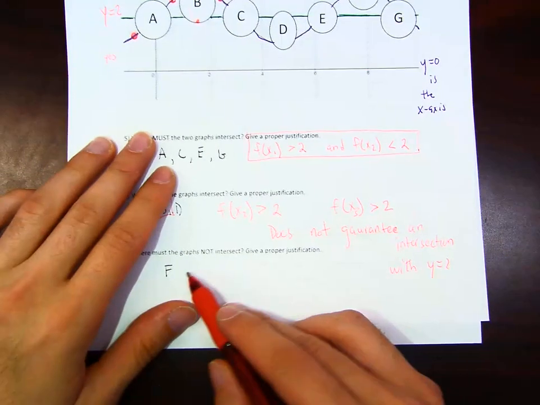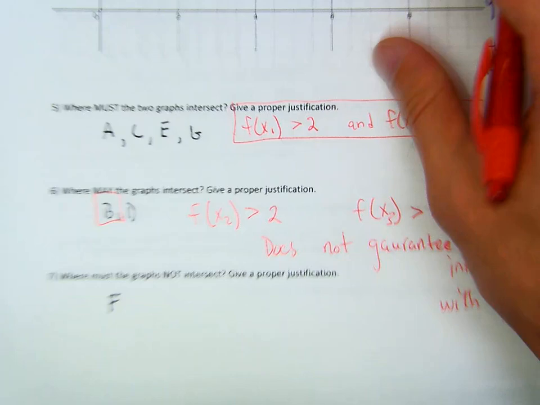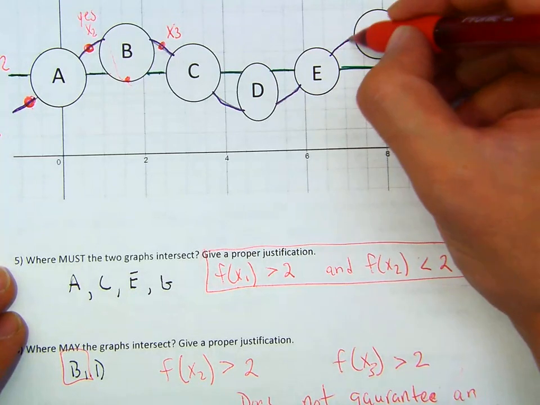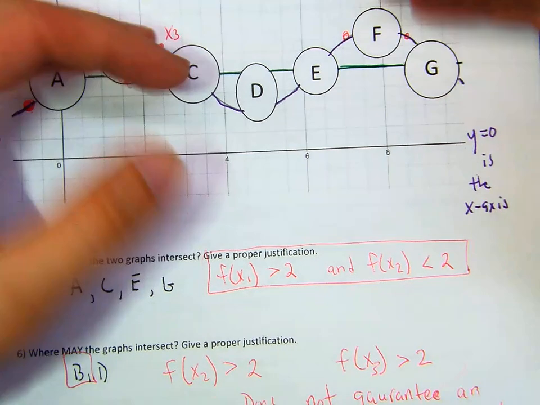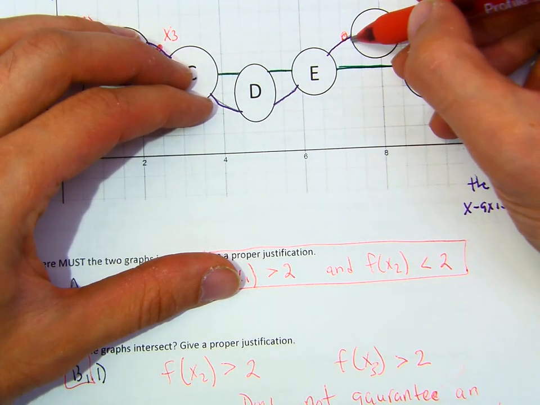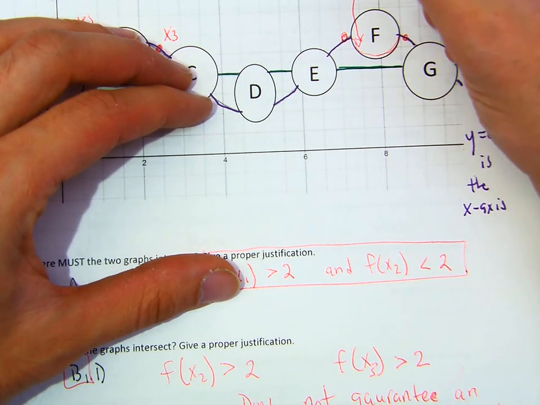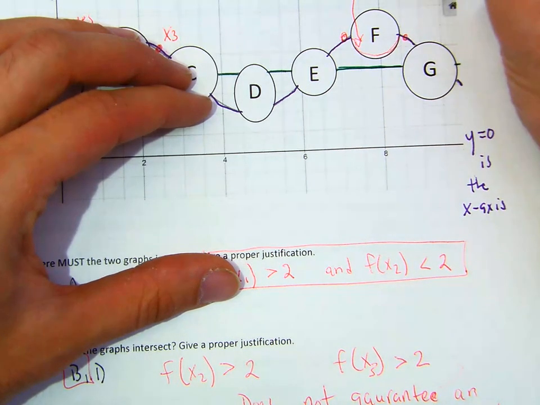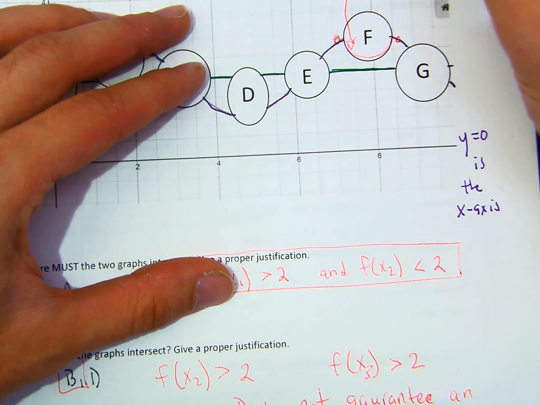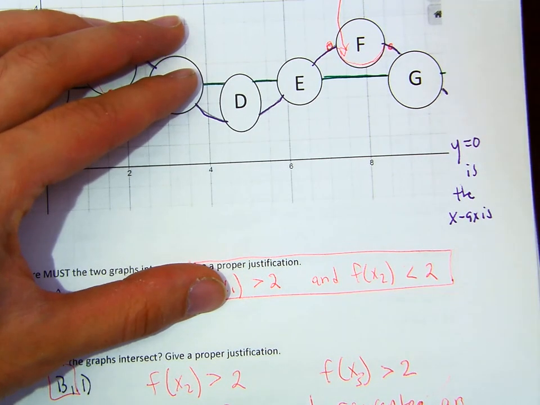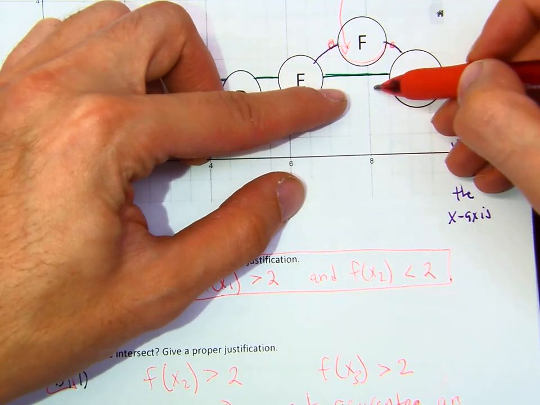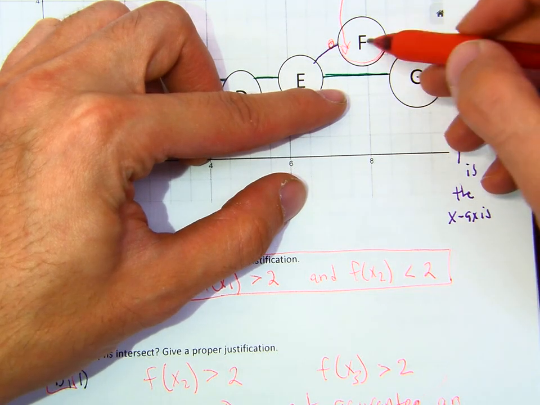Look at letter F. At this point and this point, they're both above y equals 2, and there's no point where f of x is less than 2. There's no point below this that is less than 2. So I already know there can't be an intersection. Okay? Hopefully this feels a little better. Now, let's do the next part.